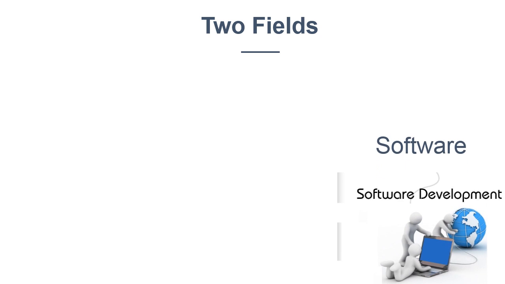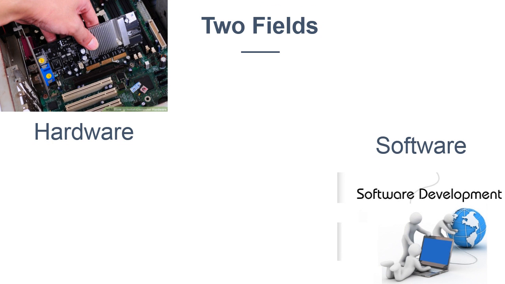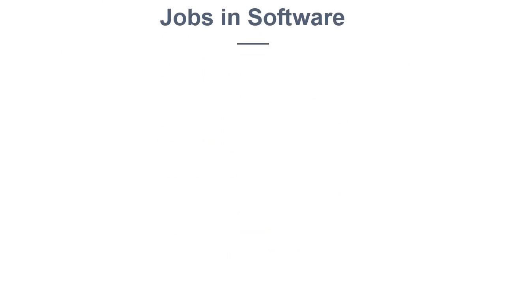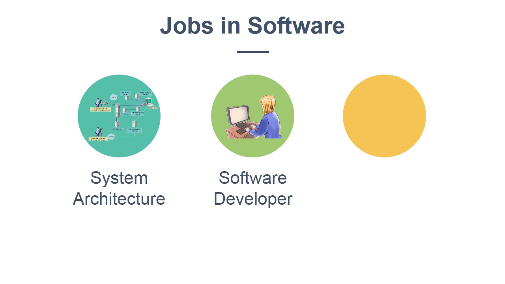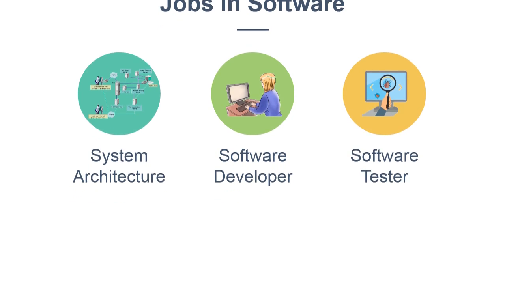Normally, students choose two fields after computer science. One is software and another is hardware. Software jobs are divided into three categories in every industry: system architecture, software developer, software testing.